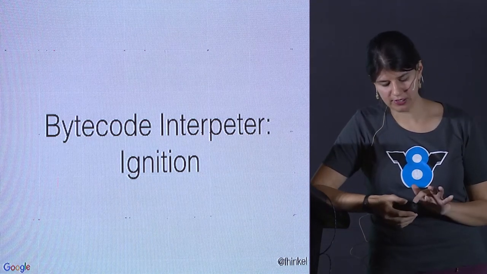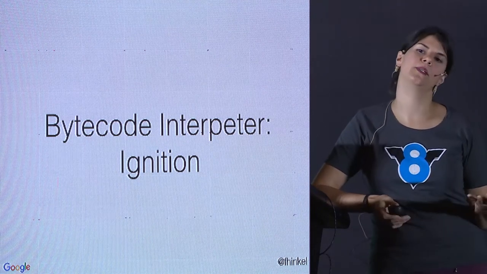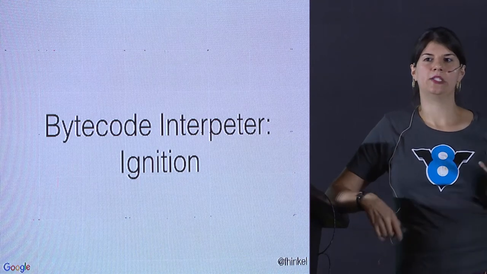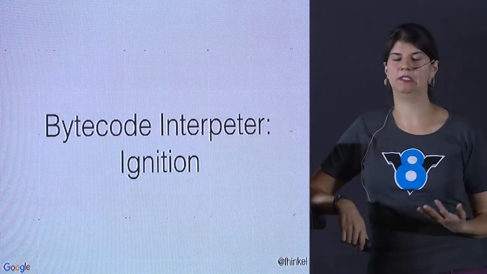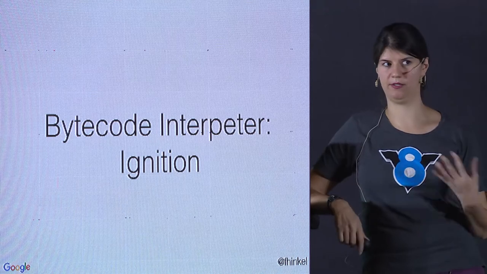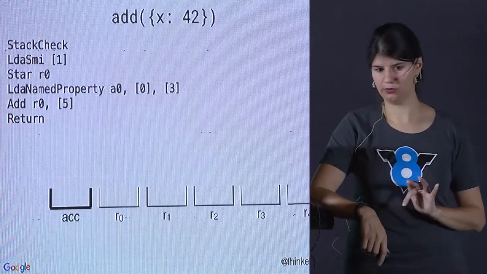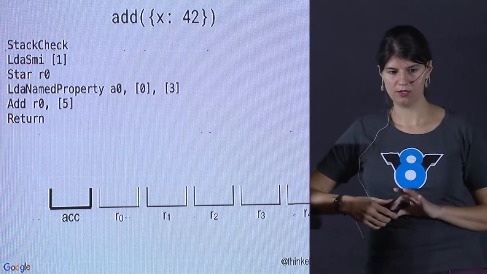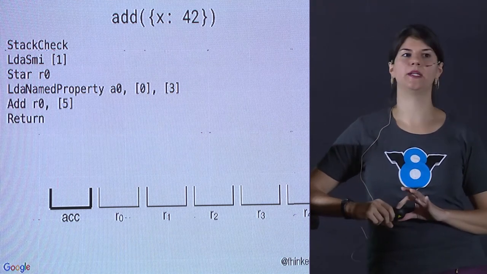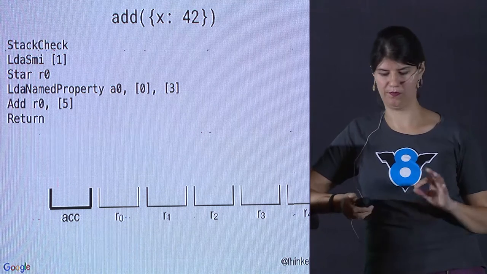But actually, Ignition did not only help us with the memory size, it really helped us internally in structuring our code and making it fairly readable. And I want to show you some bytecode here. These six lines are the bytecode for our add function.